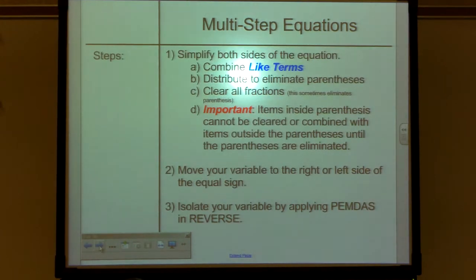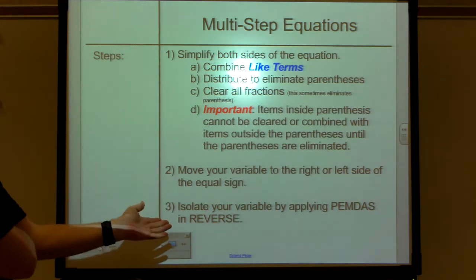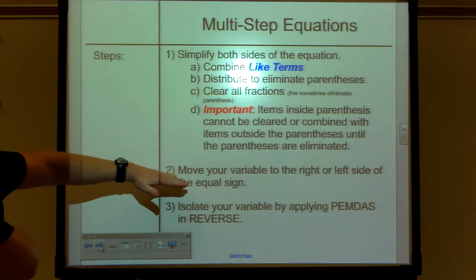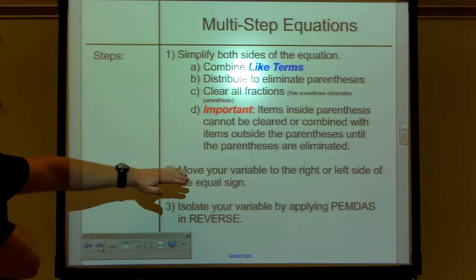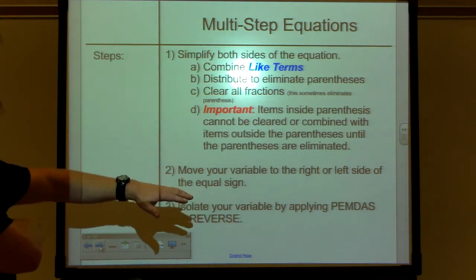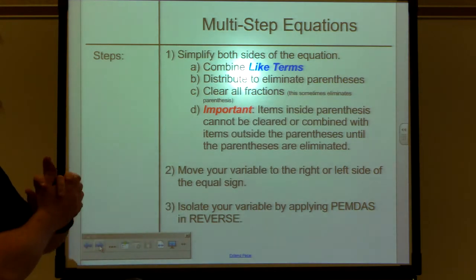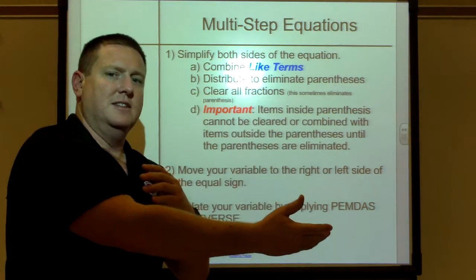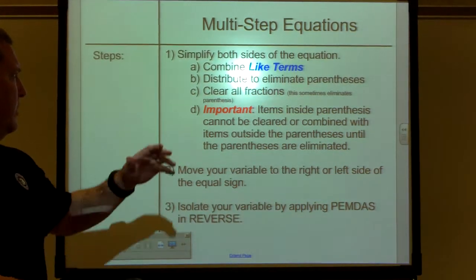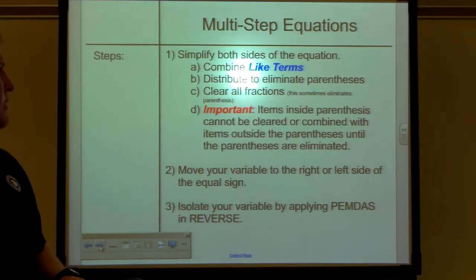Here are the steps. You can go ahead and print that out or copy them down as is. We call it multi-steps, but it essentially comes down to just 3 steps. This one right here in the middle, we're not going to use today, at least not in this lesson, because we don't have variables on both sides of the equal sign. So we're really going to focus on 1 and then 3.